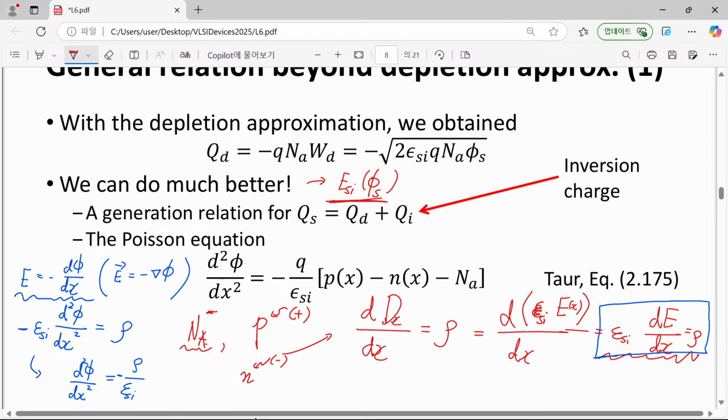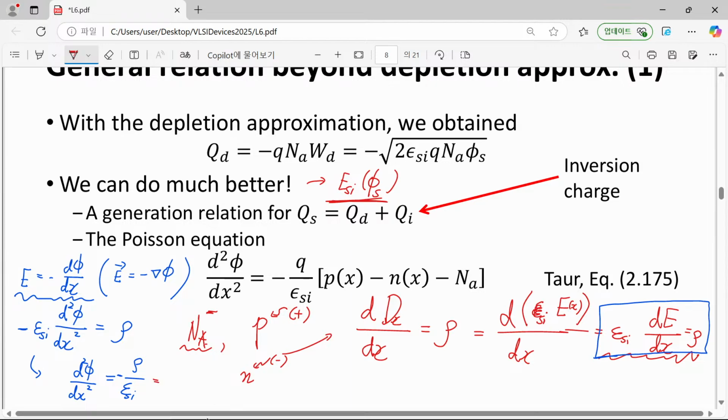Maybe you can ask me, how about the donors? Yes, since right now we are considering an N MOSFET, we will assume that there are no donors and there are only p-type dopants. Of course, you can add them if you want.